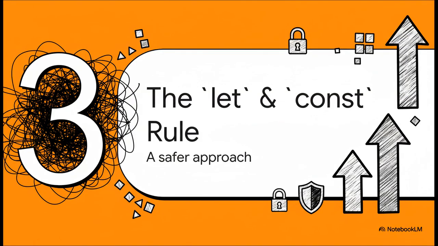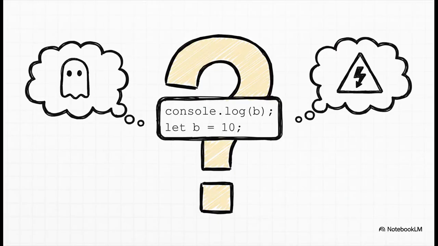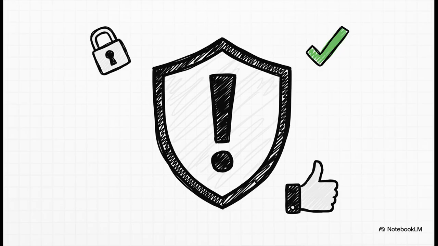So thankfully, modern JavaScript gave us a much safer way to declare variables, let and const. So let's try this same experiment, but this time with let. We're trying to log my let before its definition. Based on what we've seen so far, what's your prediction this time? And boom, a reference error.